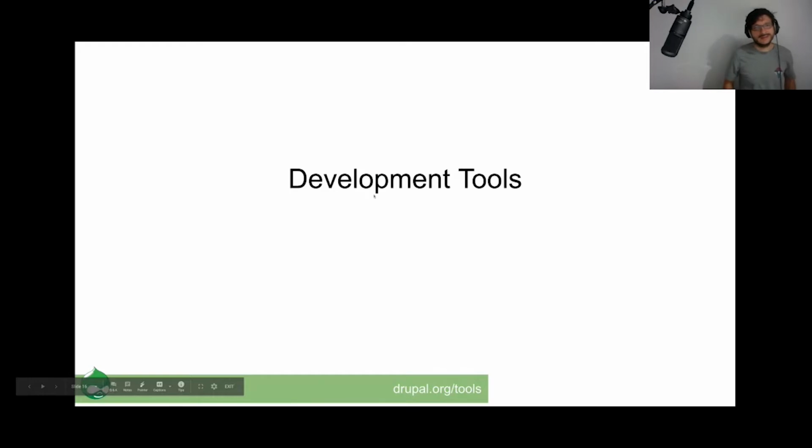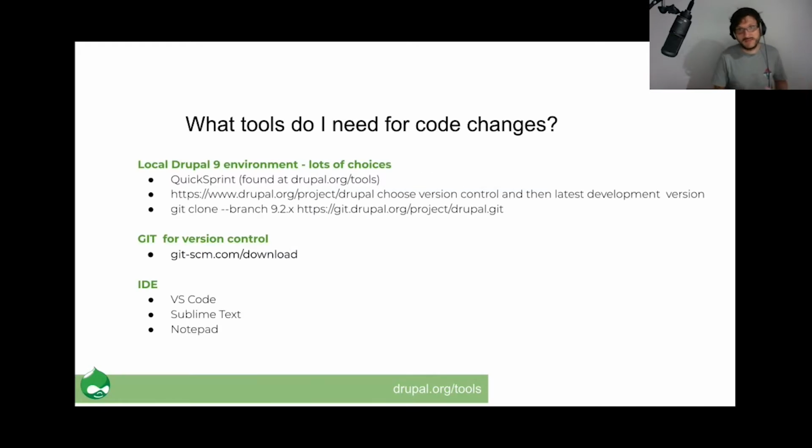So what tools do you actually need? For a local Drupal environment, which if you want to fix code, if you want to write code on your machine, you're going to really want to have. There's choices. So if you've never installed any platform before, if you don't have your own working environment on your system, or if your working environment is very structured and specifically set up for a different version, Drupal 7 or something like that, and you don't want to interfere with it at all, you can use the quick sprint.